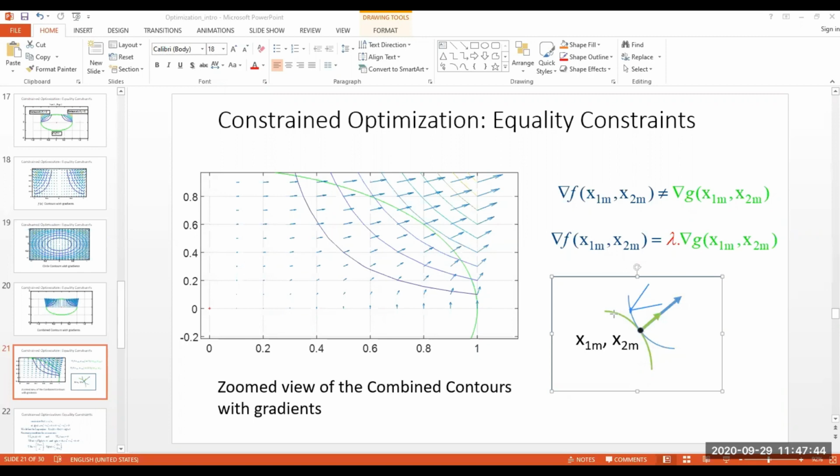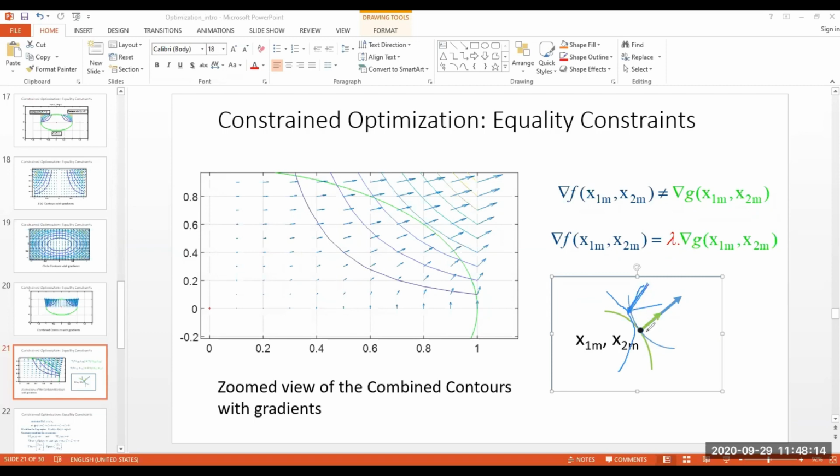Let's say the curvature was different, like this. If the curvature for G were like this, then this would not be your solution. Your solution would be somewhere where they are intersecting here. And the direction of the gradient would be different in that case also. You would have two lines along this direction.